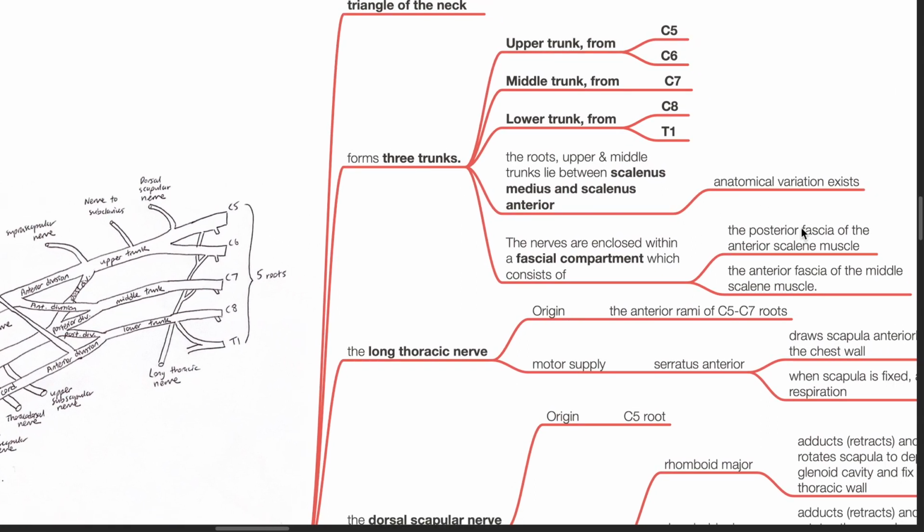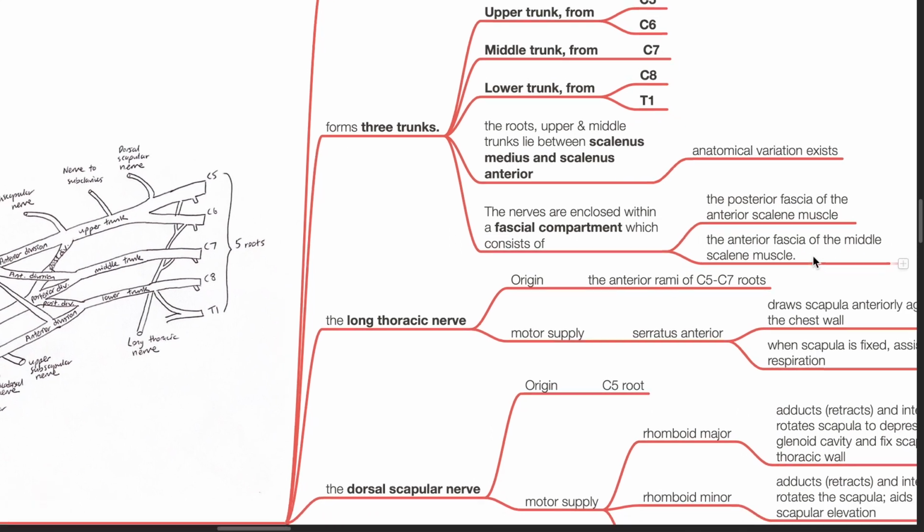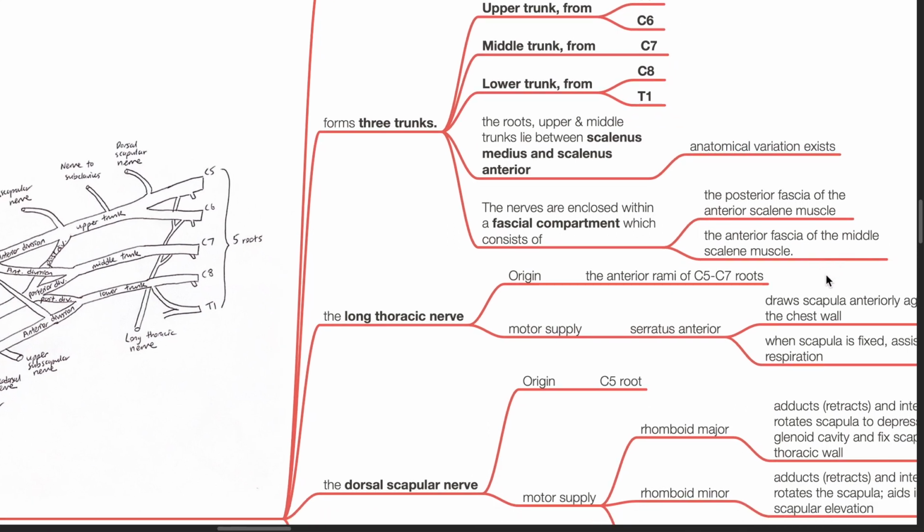Anatomical variation exists. The nerves are enclosed within a fascial compartment which consists of the posterior fascia of the anterior scalene and the anterior fascia of the middle scalene muscles.